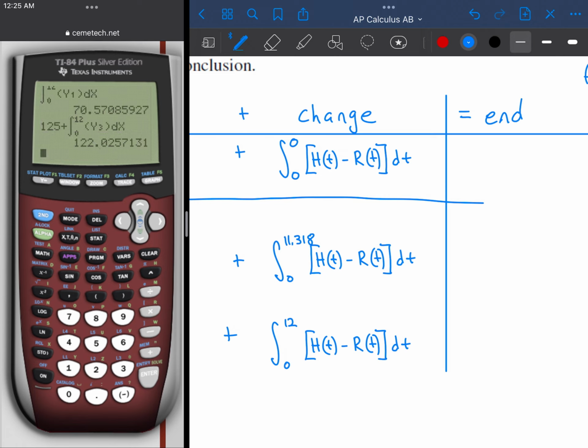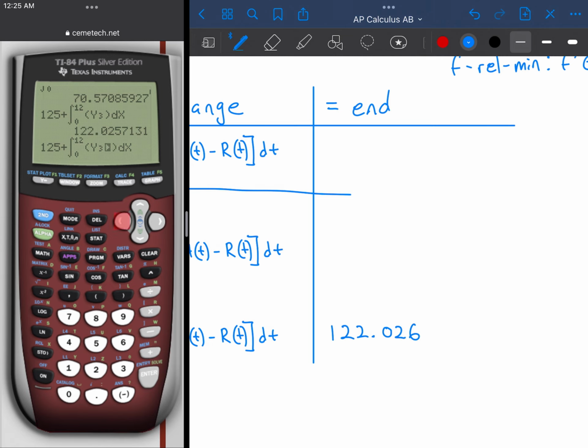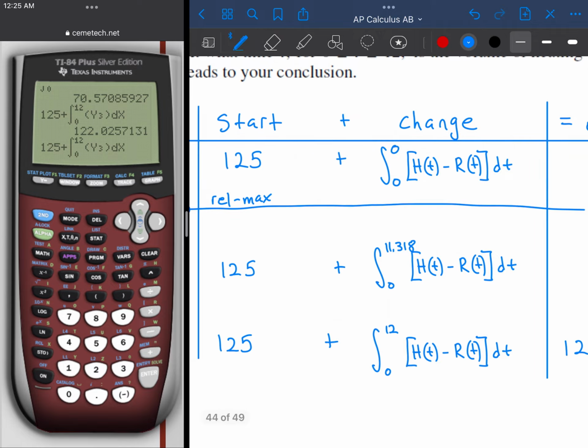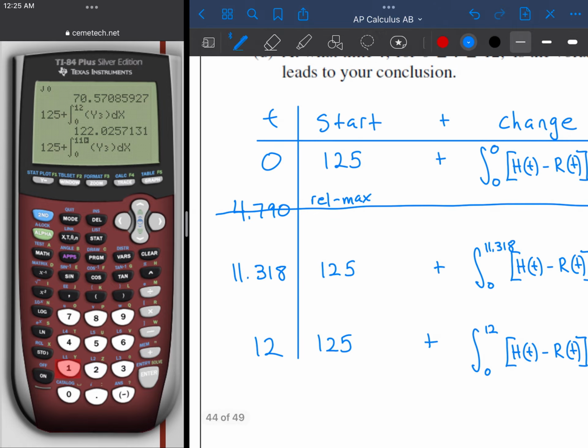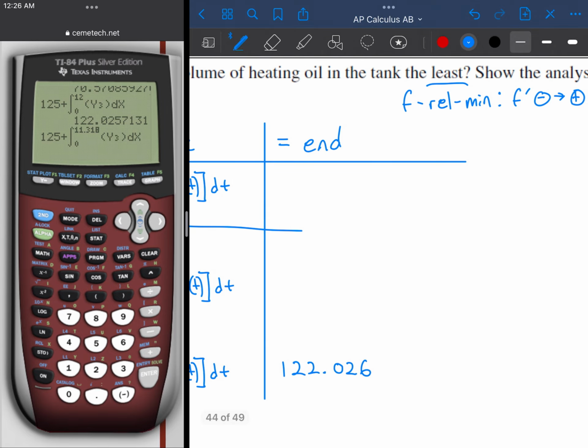So let's do second mode to quit out of this. Oh, well, check this out. I already did 0 to 12. I should write that one down as well. This one is 122.026. And I can just do second enter to do the previous line and change this 12 into 11.318. And we get, go calculator, you got this.